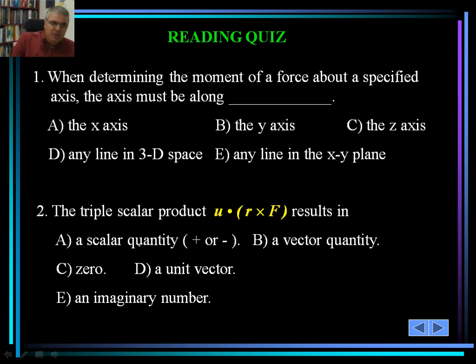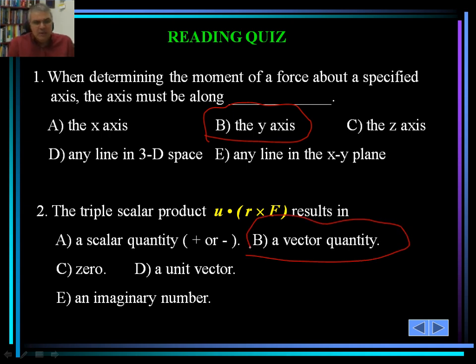Question number one: when determining the moment of a force about a specified axis, the axis must be along A, the x-axis, B, the y-axis, C, the z-axis, D, any line in 3D space, E, any line in the xy plane. And the answer is D, any line in 3D space. Question number two: the triple scalar product u dot (r cross F) results in what? A, a scalar quantity, B, a vector quantity, C, a zero, D, a unit vector, E, an imaginary number. And the answer is a scalar quantity. Every time you have a dot product and a cross product presented as such, you would have a scalar quantity.